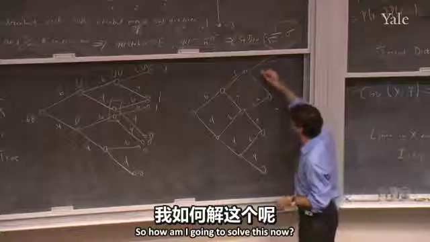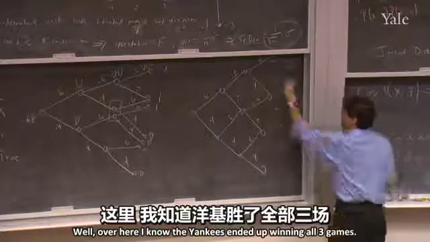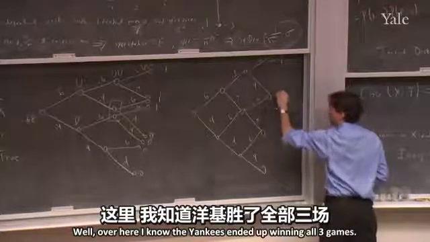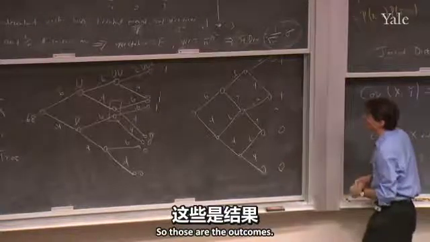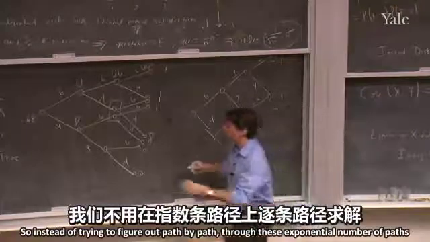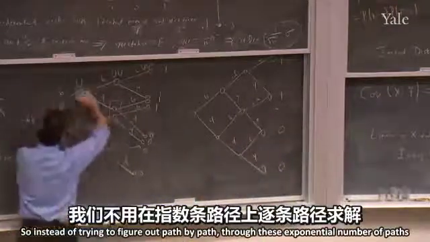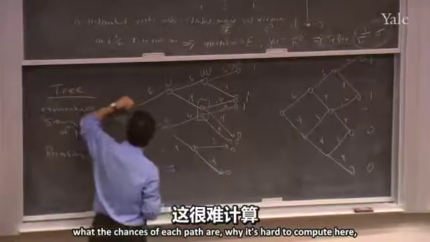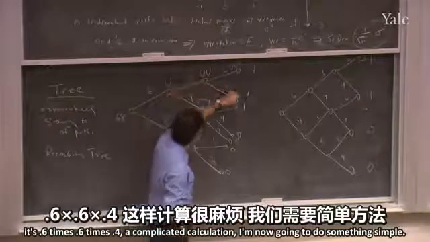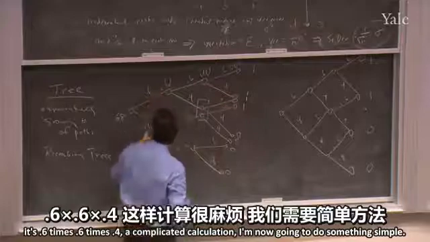Okay, so how am I going to solve this now? Well, over here, I know the Yankees ended up winning all 3 games. Here they won 2. Here they won 1. Here they won none. So those are the outcomes. Instead of trying to figure out the chances of each path, with this exponential number of paths, it's hard to compute. Here it's 0.6 times 0.6 times 0.4, a complicated calculation.